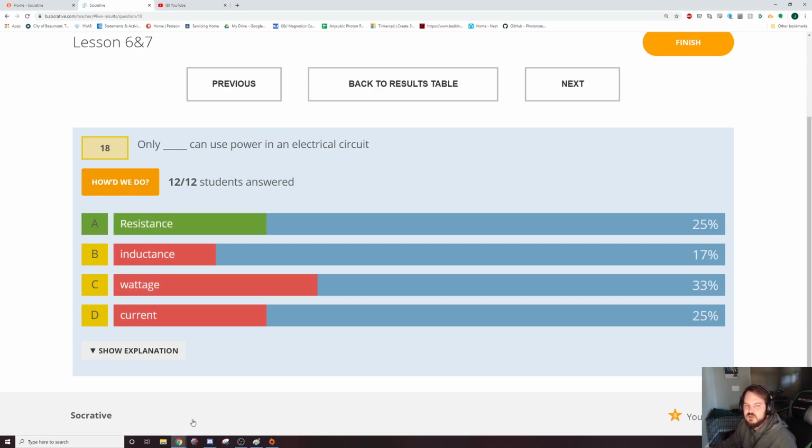Only resistance can use power in an electrical circuit. You'll see this come up a lot. Only the resistance can consume the power. Everything else in the circuit wastes the power. So only the resistance in a circuit consumes the power and does work.